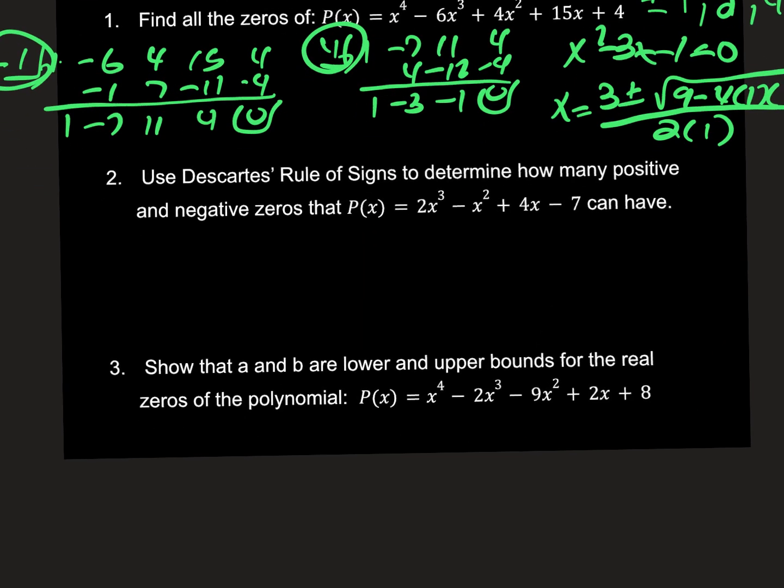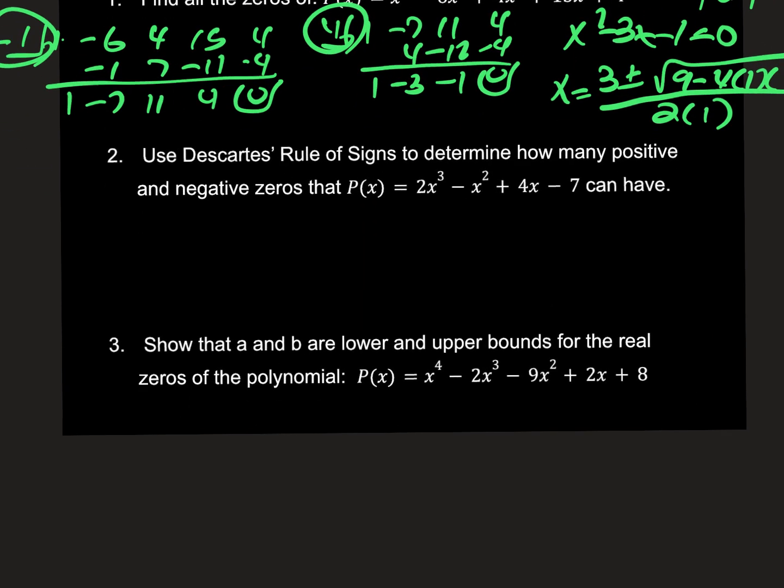Number 2 says use Descartes' rule of signs to find the positives and negatives. I'm going to do all 3: positive, negatives, and imaginary, because it's that much more fun to do that. Positive, just count sign changes. There's 1, there's 2, there's 3 sign changes, which means there's 3 or 1 positive. There's only 3 altogether, remember.